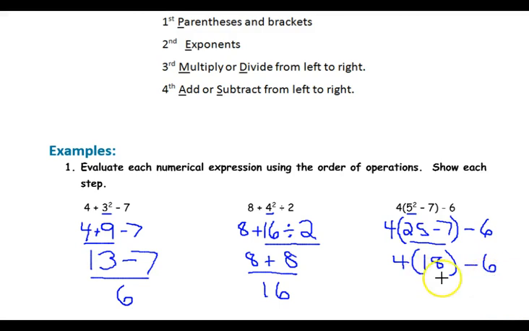I've got multiplication and subtraction, so I'm going to multiply next because that's higher up on the order of operations. I'm going to do 4 times 18. And that's 72 minus 6. So that final answer, subtraction, 72 minus 6, gives me an overall answer of 66.